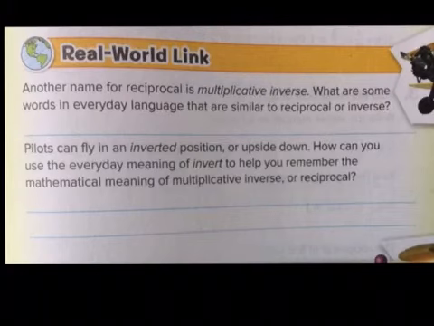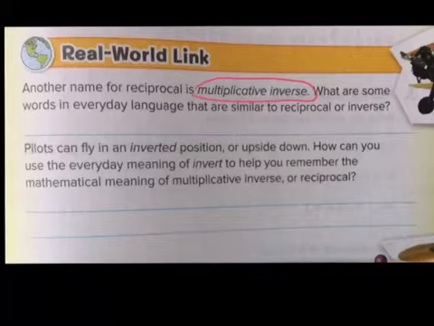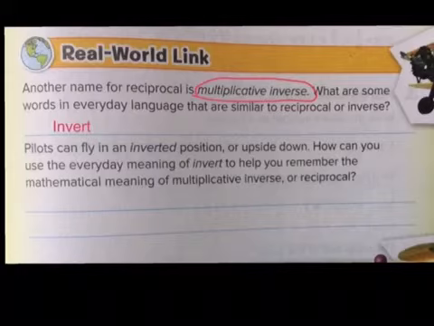Let's look at the real world link. Another name for reciprocal is multiplicative inverse. This is important, boys and girls. Please circle it, as we will be using this term in class often. Use the multiplicative inverse. Okay? What are some words in everyday language that are similar to reciprocal inverse? These are also key answers right here. Invert is one word. Invert means to flip around.